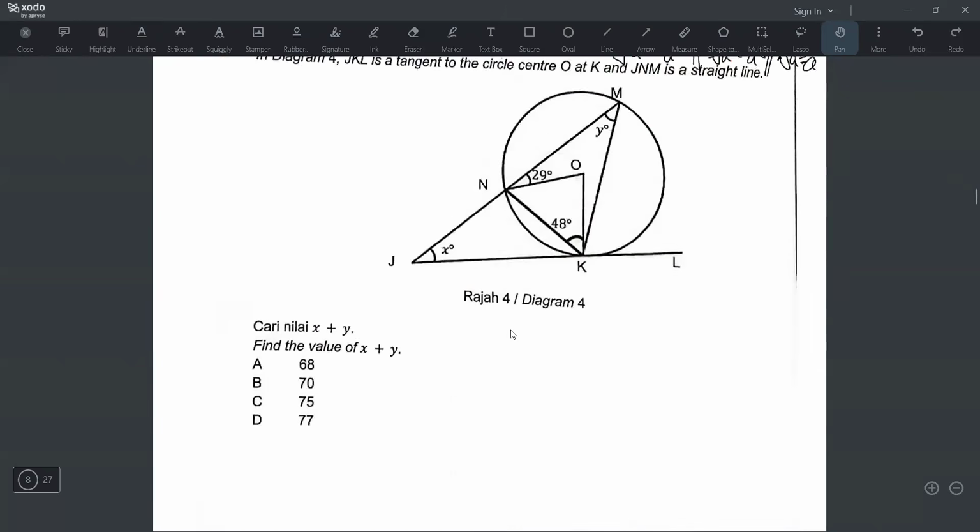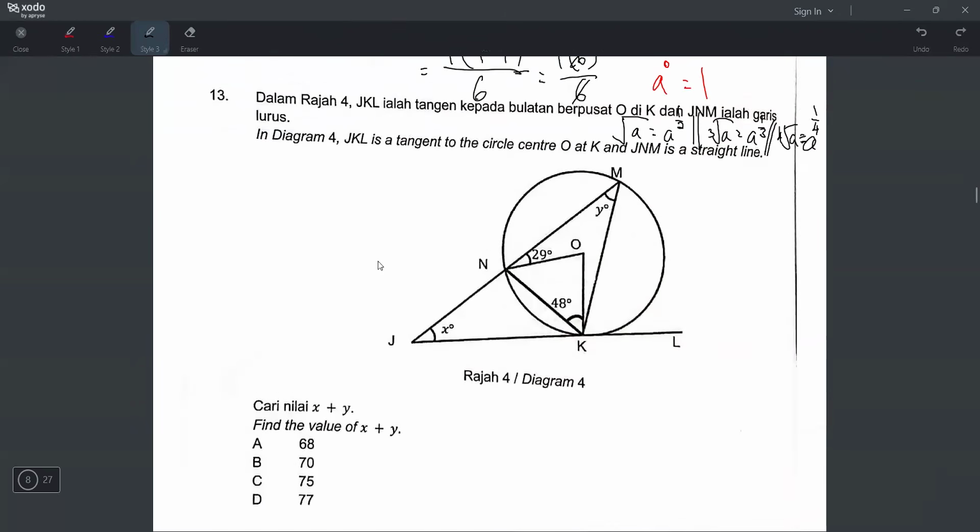Alright, let's continue. Okay, 13 is another lower form question. Just looking at the diagram, you know already. So I think it's form 2 or form 3. I forgot already. This one is about the circle and the tangent. Okay, in diagram 4, JKL is a tangent to the circle center O at K. So let's check. JKL is tangent. Tangent means the line touches the circle at one point only. And it's very obvious is this point. And this one, we call it the tangent point.